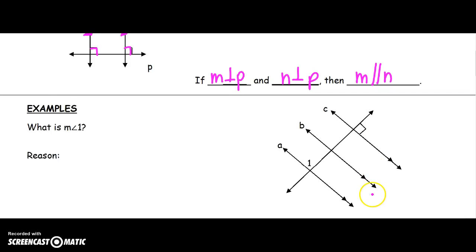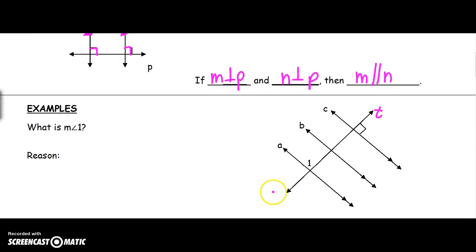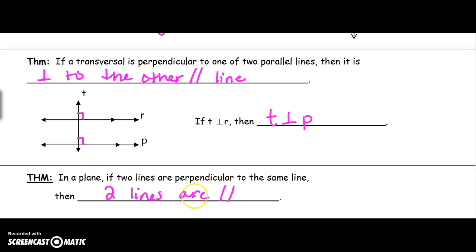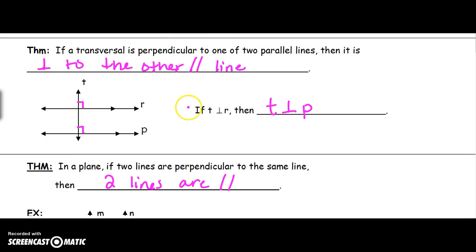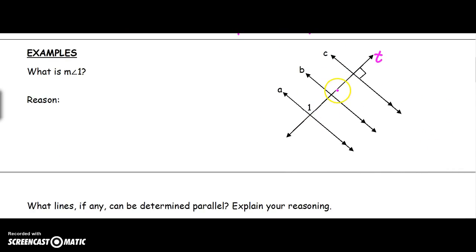The first one is, what is the measure of angle 1? Here in your diagram, you have one perpendicular line. The transversal, we'll call it T, is perpendicular to C. But if you think back to your second rule, if a transversal is perpendicular to one of the parallel lines, then it is perpendicular to the other, which means this transversal T is also perpendicular to B and A.